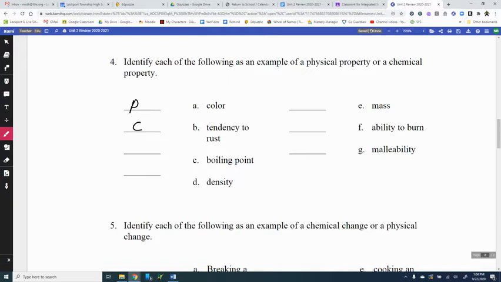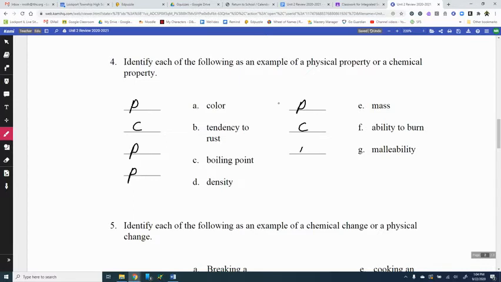Boiling point is a physical property. Any change of state or description of a change in state is a physical property. Density is also a physical property because density is a ratio between mass and volume. Mass and volume are both physical properties. Speaking of which, mass is a physical property. Ability to burn is a chemical property. Ability to burn is, again, a description of how something reacts with oxygen.